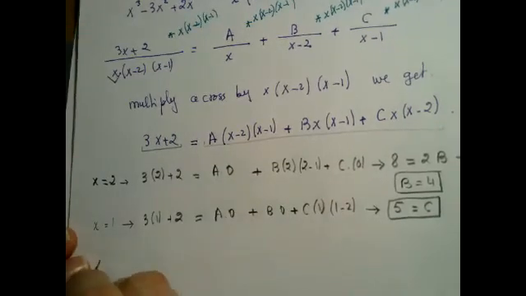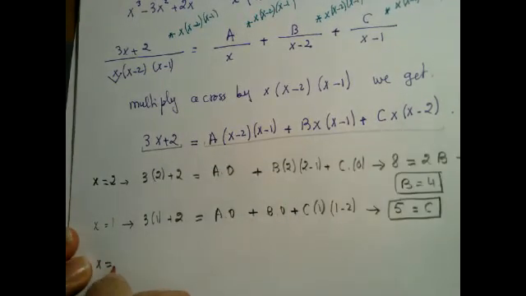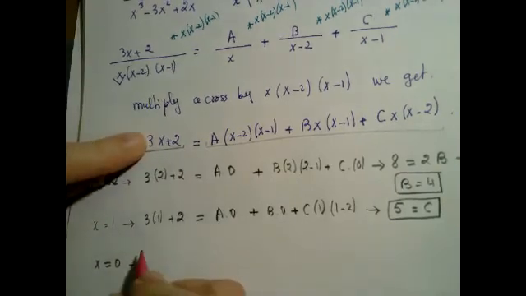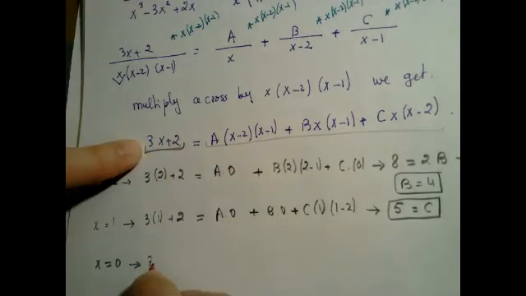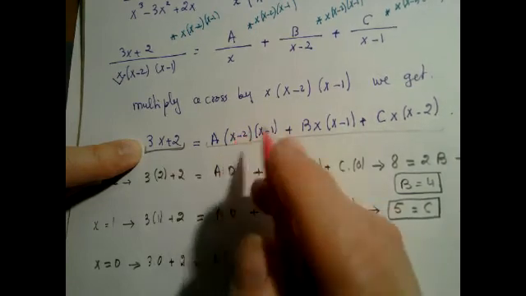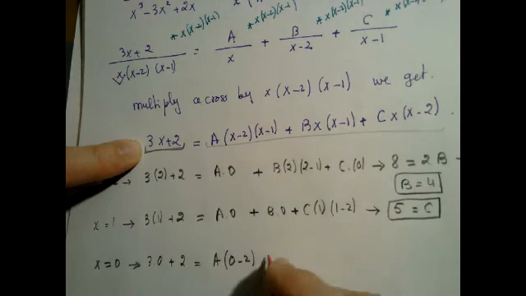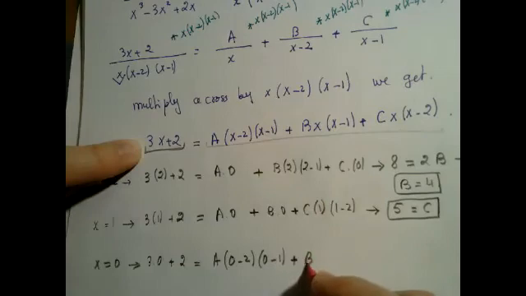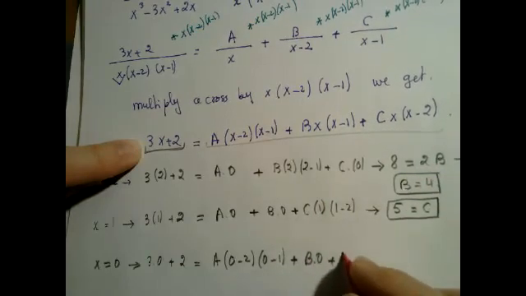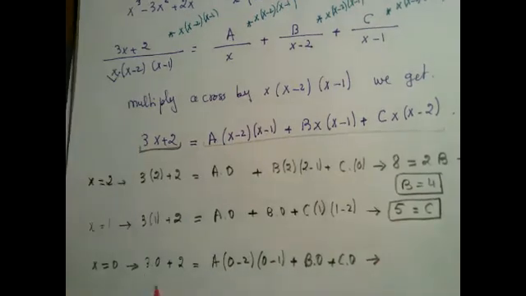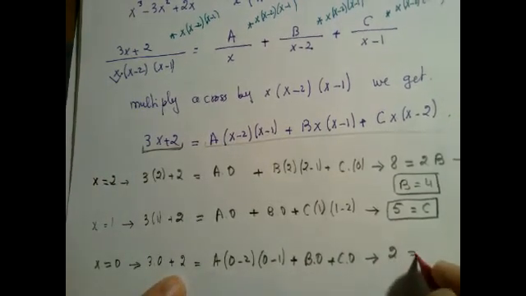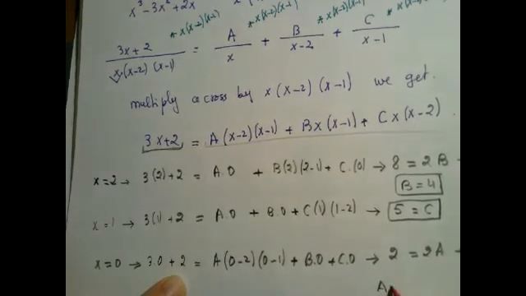So finally, I will have x equal 0. I plug in 0 in here. 3 times 0 plus 2 equal a times, so there are no zeros now, 0 minus 2 times 0 minus 1, plus b times 0, plus c times 0. Finally, I will get 2 equal to a, which means a equal to 1.